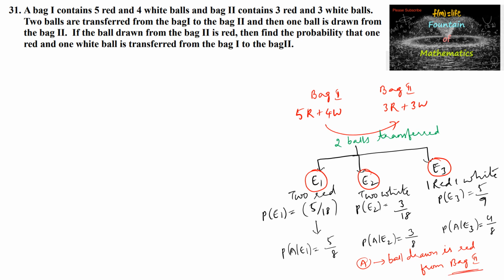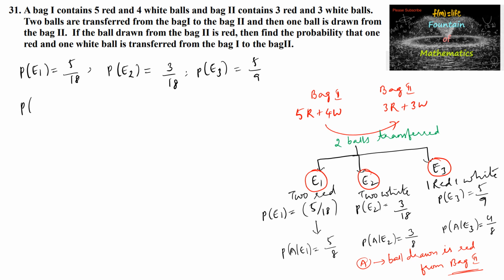So we have P of E1 is equal to 5 by 18, that is 5C2 divided by 9C2, and P of E2 is equal to 3 by 18, and P of E3 is equal to 5 by 9.